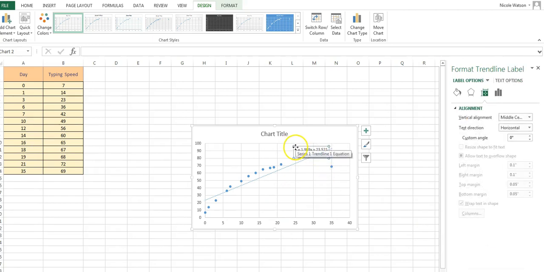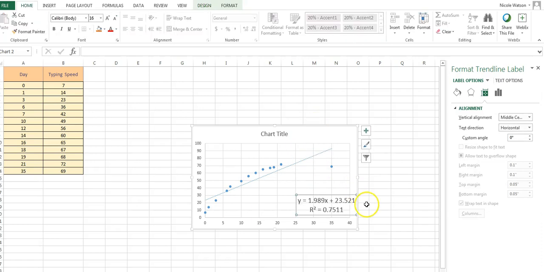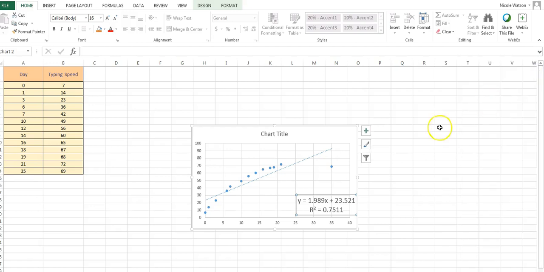Okay, I'm going to make this a little bigger. Okay, so I just made it a little bigger and then I kind of went further and formatted it a little bit here. Okay, great. So I've got my trend line and it's looking pretty good. I definitely see a pretty big outlier there.